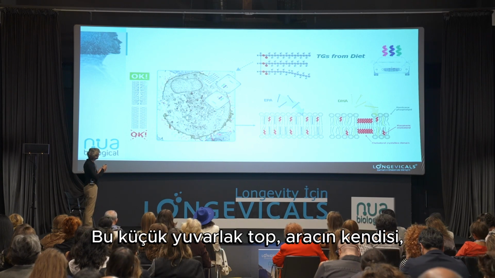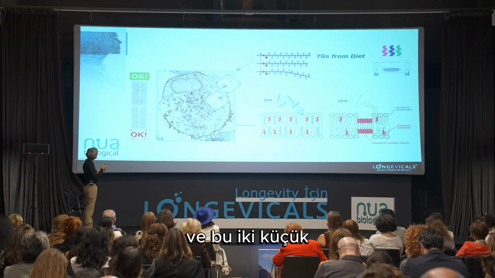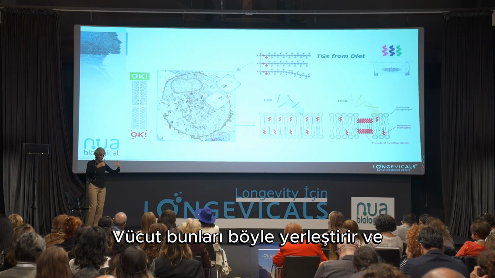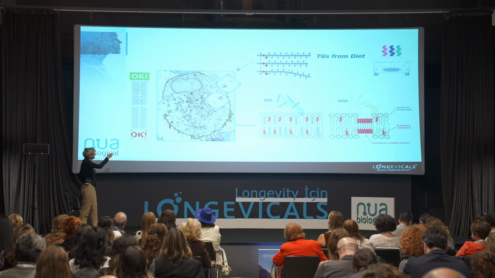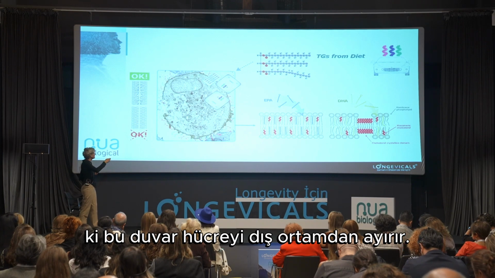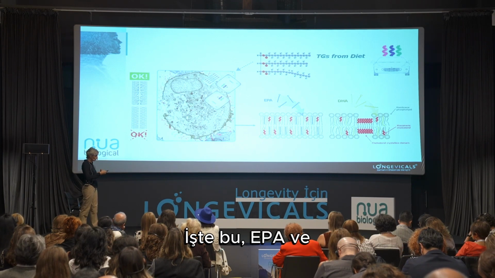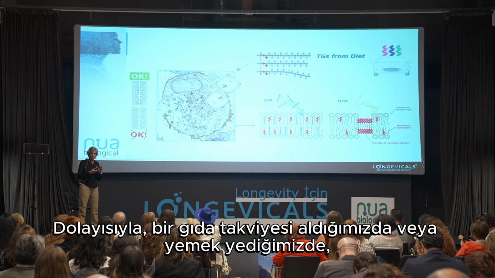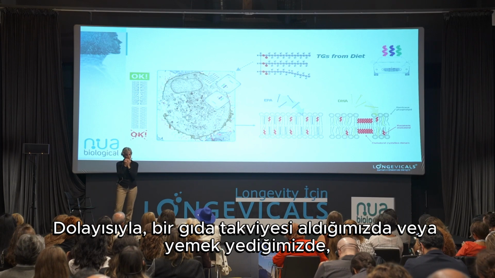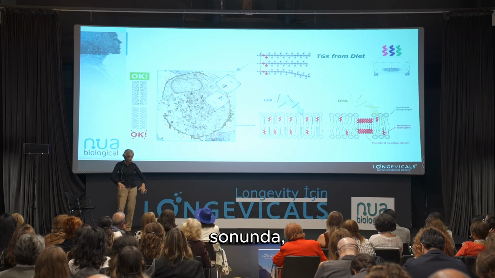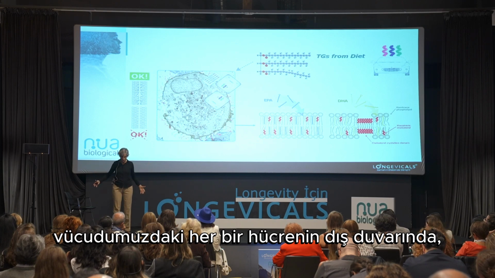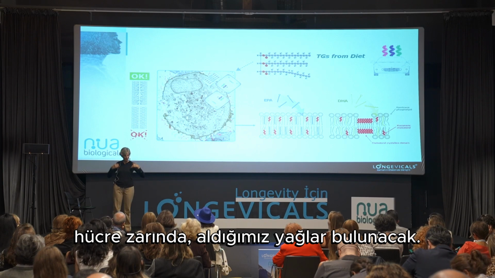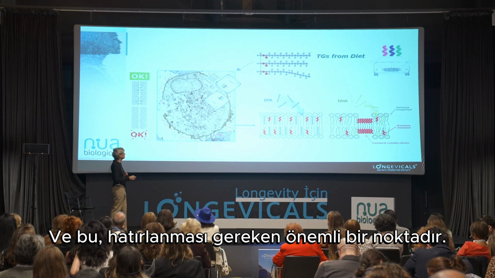This little ball will be the car, and these two little lines would be the fatty acids. So it puts them like that all the way, and makes this big wall that separates the cell from the outside. That's where our EPA and DHA are going to be located. So whenever we take a food supplement or a meal, eventually every single cell of our body, in its external wall, the cell membrane, is going to get the fats we eat. And this is an important thing to remember.